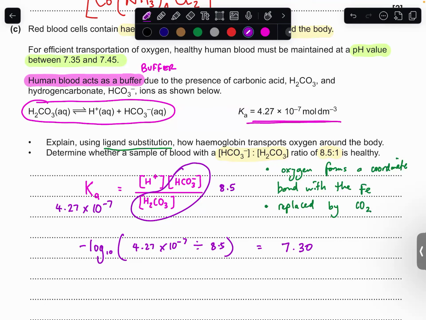Is that healthy blood? The range is supposed to be 7.35 to 7.45. So it is not healthy, as it is below pH 7.35.